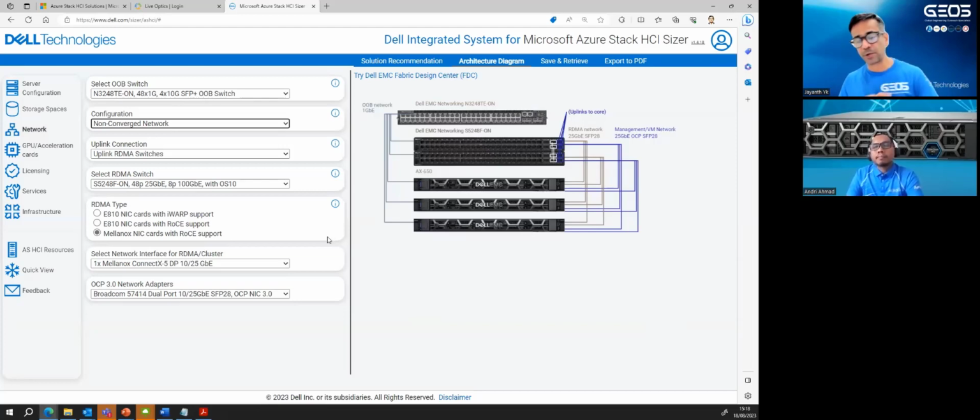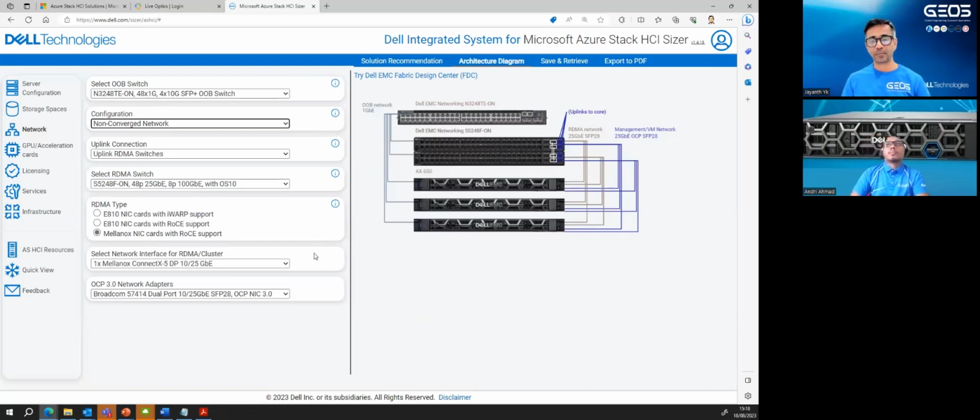So Andri, just a quick question. How does one pick between a converged network topology versus non-converged? What are some of the use cases that we need to be aware of? And where do these two different types of network topologies fit in?